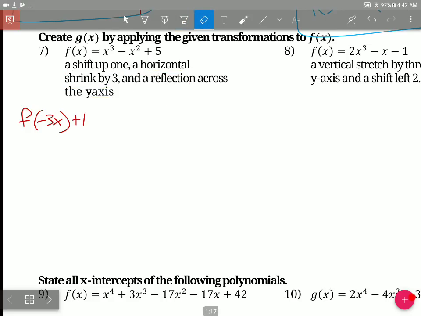So those are your transformations. Now what do we do with those? What we're going to do is anything on the inside of the parentheses, we are going to replace x with whatever's in there. So both of those x's are going to get replaced with the negative 3x in parentheses. All right. Anything on the outside is literally just going to be tagged on the back or multiplied by out front. You can put parentheses around the whole thing and either add it out back or multiply it out front.